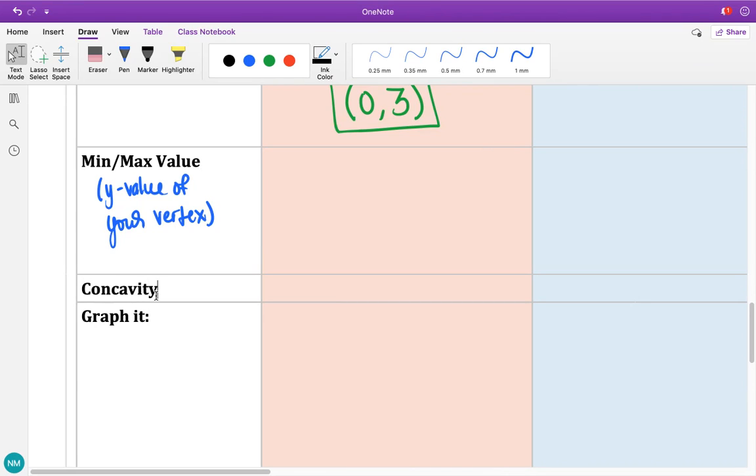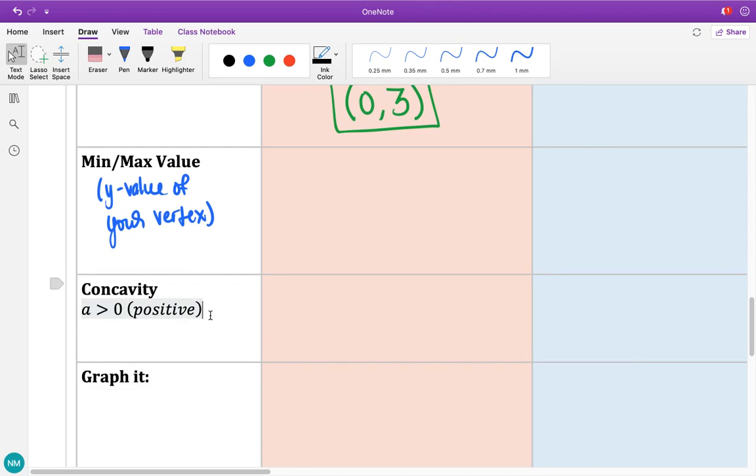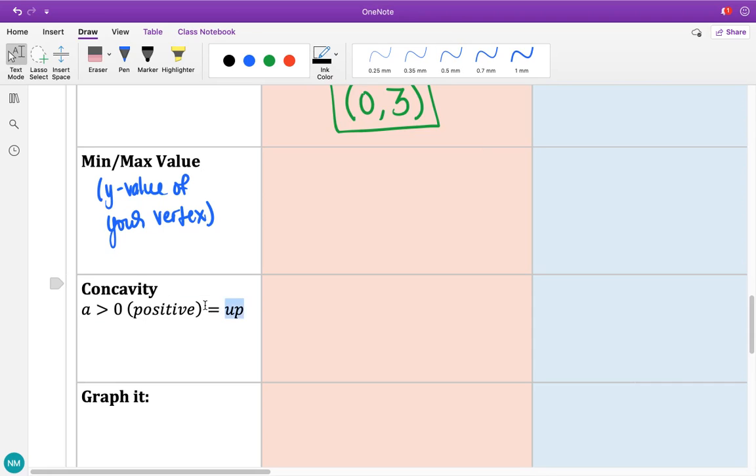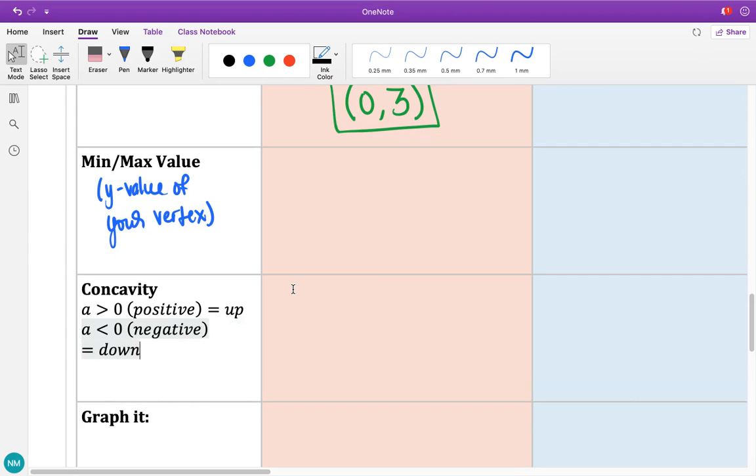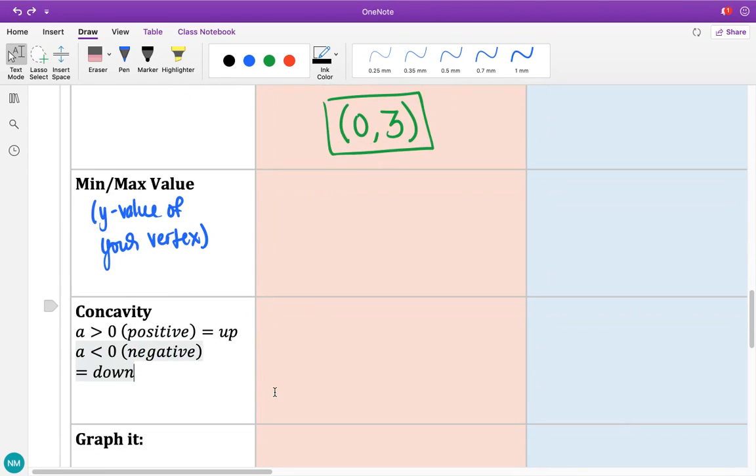Concavity. So, is it concave up or down? So remember, if A is greater than 0 or positive, it is concave up. And then if A was less than 0 or negative, right? If your A value is negative, it is concave down. Okay, so that's, oh no, that just ruined everything. It's all right. You guys get the point.